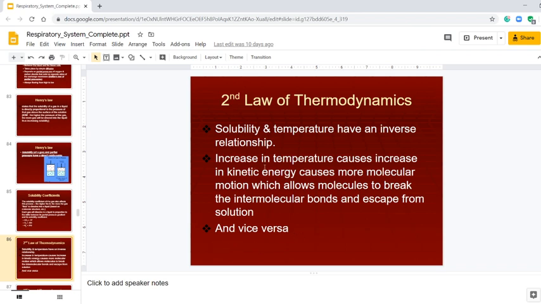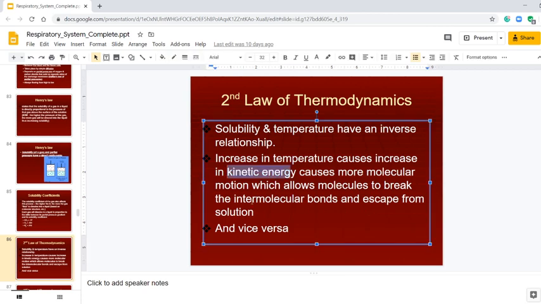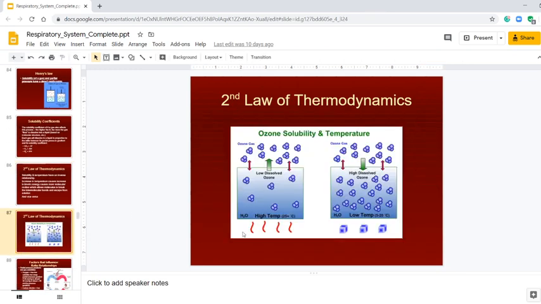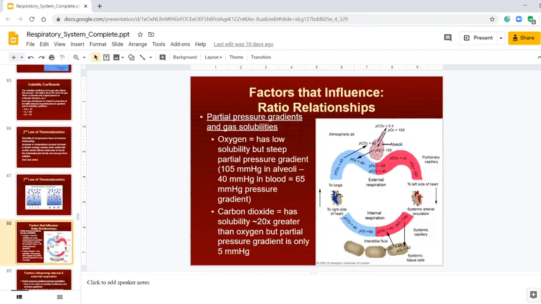The higher the temperature, the more kinetic energy, which means the less amount you're going to be able to keep in there because you're going to have bonds that are breaking. But if you cool it down, the tendency is for the solution to hold the dissolved gas because the kinetic energy is low. The bonds are not being broken.